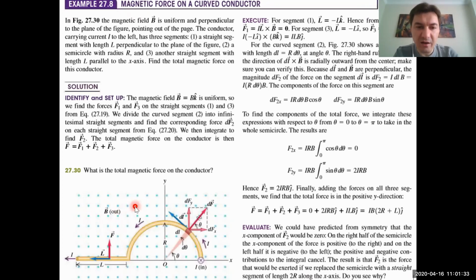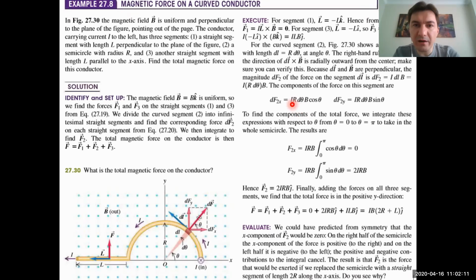Then, applying the right-hand rule, this is the direction of the B out of the page, and this is the direction of the current, dl, and then the force will be like this. dF belongs to that infinitesimal part, okay? And this dF has two parts. One is along the x direction, the other is along the y direction. The x direction can be written as dF times cosine theta, and this part can be written as dF times sine theta, okay?